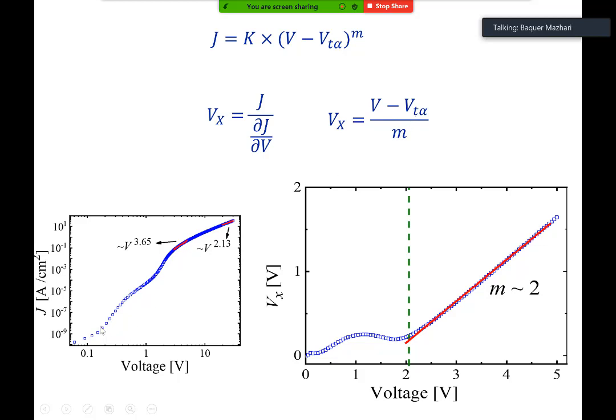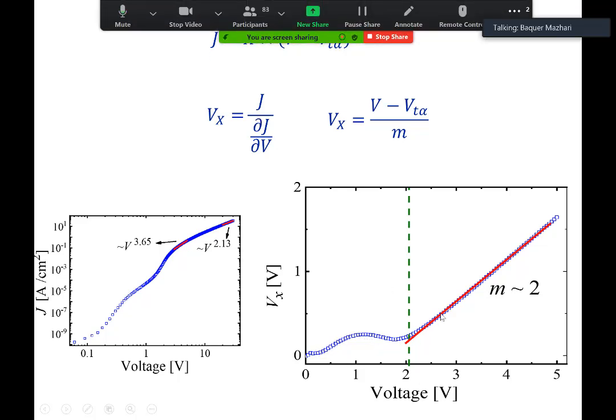So when we take these IV characteristics that you see here, and when we subject it to this kind of analysis, this is the graph that we obtain here, Vx versus V.